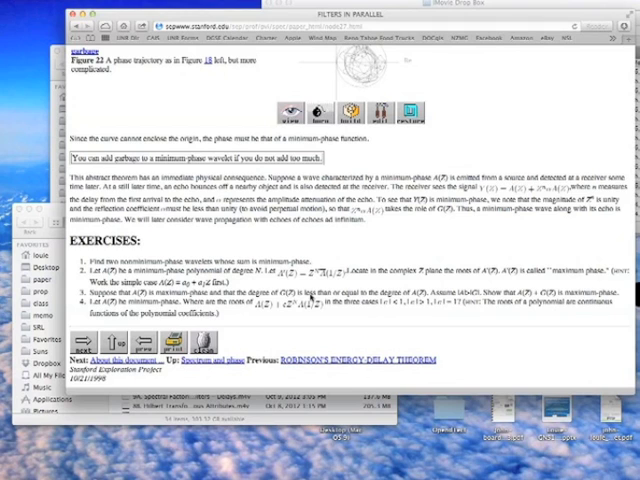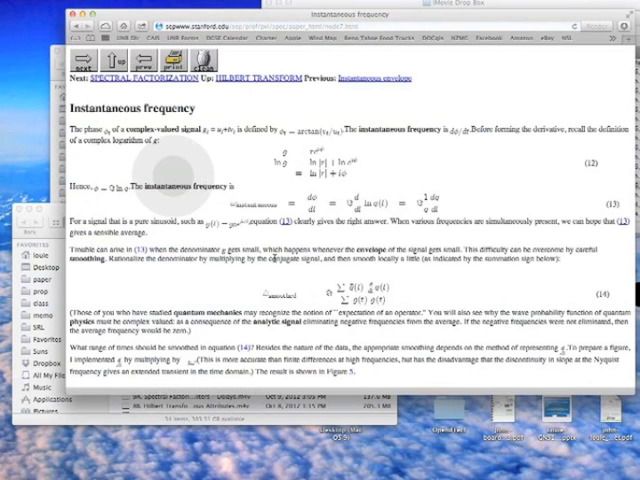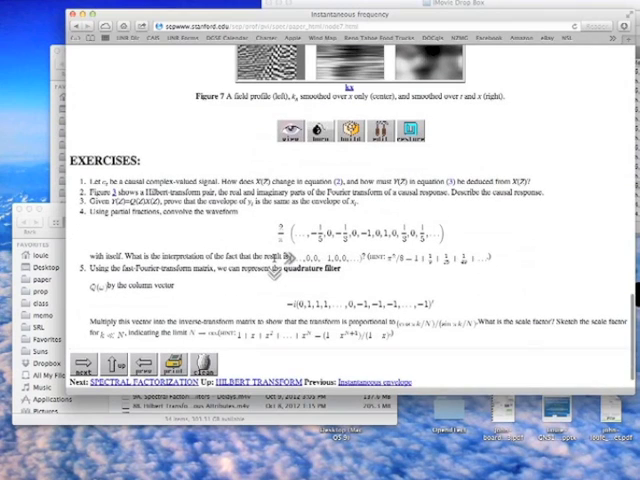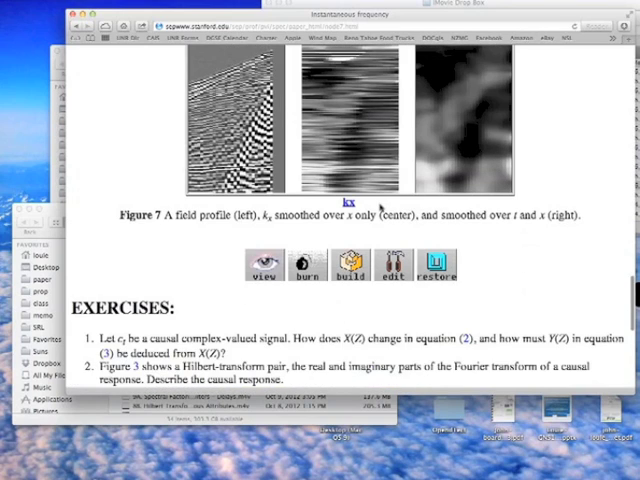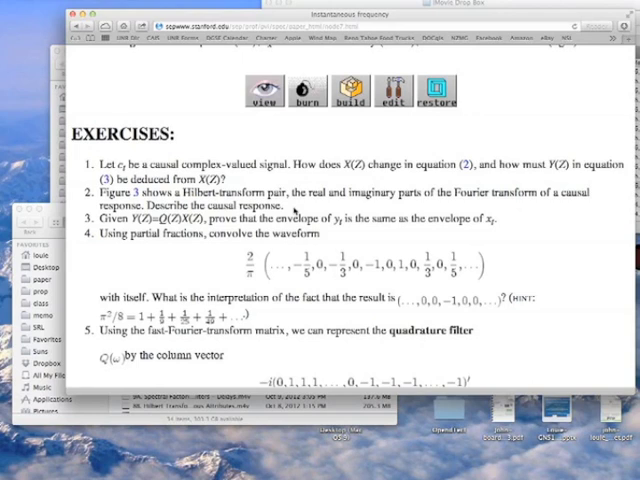Okay. All right. So then, 3. You have questions on exercise 2 on this page. Figure 3 shows a Hilbert transform pair, the real and imaginary parts of the Fourier transform of a causal response. Actually, I should enlarge this tremendously. Describe the causal response.